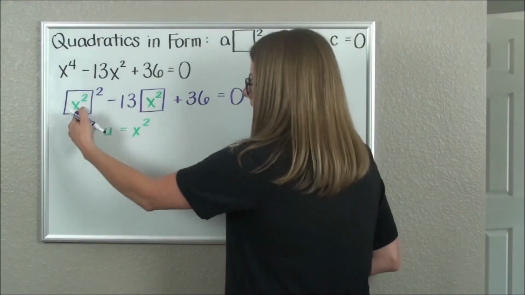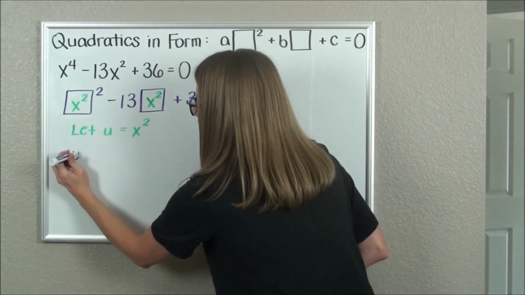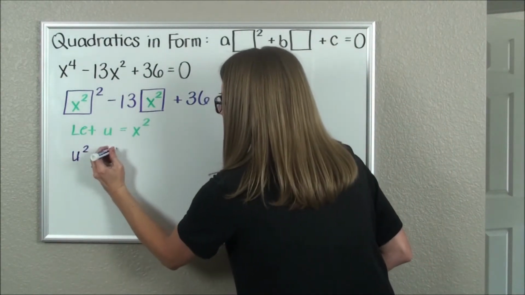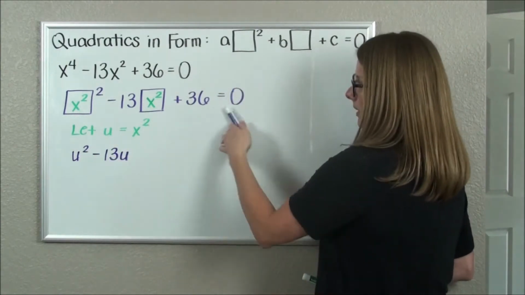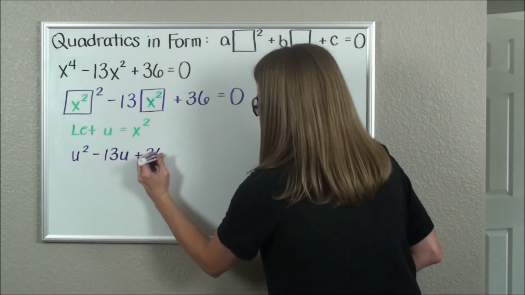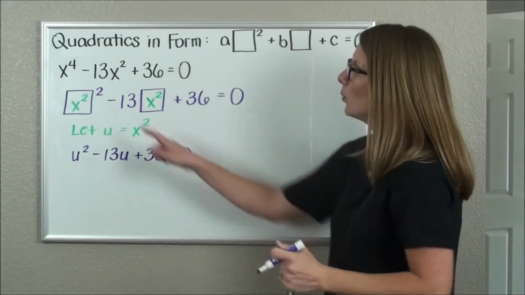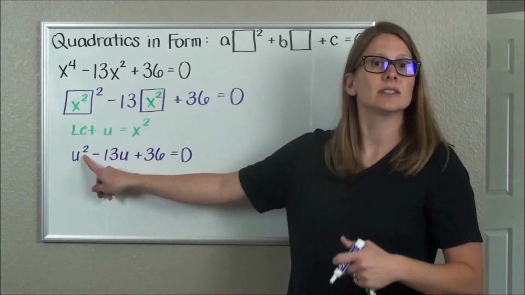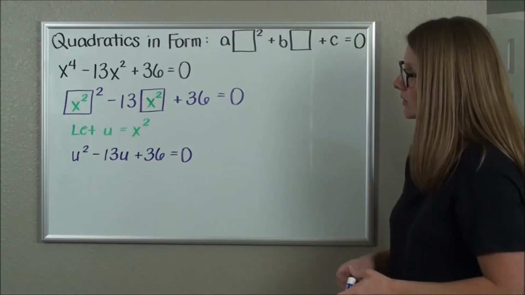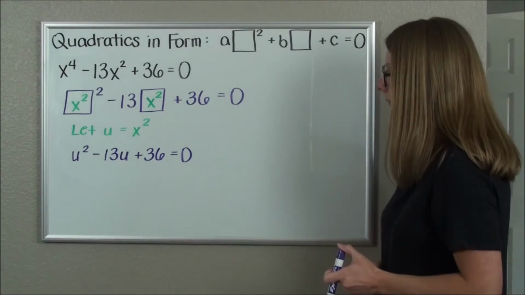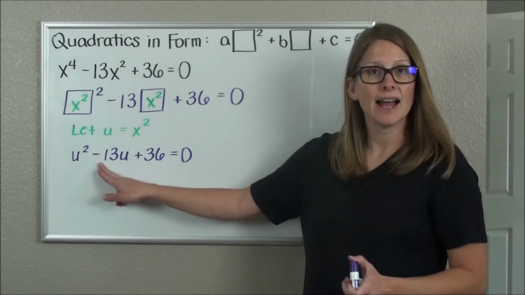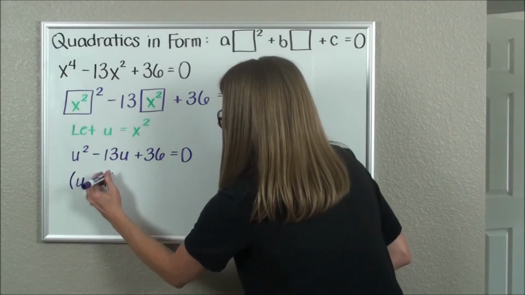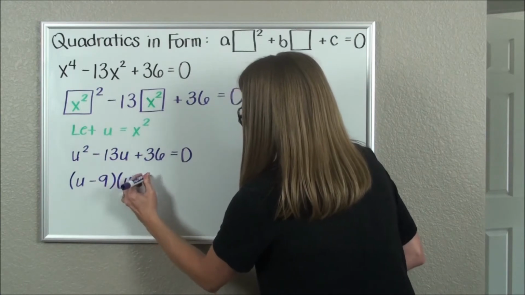So now instead of saying x squared squared, I'm going to say u squared. Minus 13 times x squared is just minus 13u. And then plus 36 equals 0. So the original equation was quartic, but by giving this a nickname, I now have an equation that is quadratic. So I can solve this using my quadratic techniques such as factoring. What multiplies to 36 and adds to negative 13? I'm seeing negative 9 and negative 4.